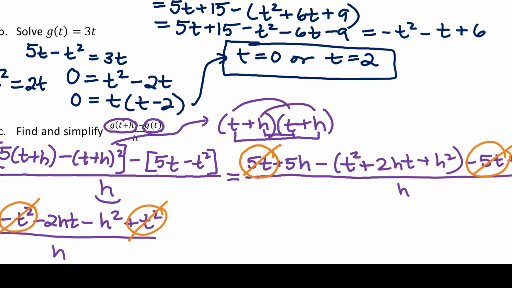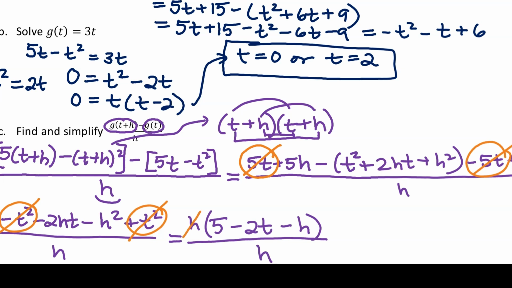But what I do notice, and this is really important, if this doesn't happen, something's gone wrong along the way. Every term remaining in the top has an h in it. So we can factor an h out now. And that's always the goal, is to be able to factor an h out of the top and cancel. So that's going to leave us with a 5, and then a minus 2t from the 2ht, and then a minus h. And it's okay that there's still an h in there. The goal isn't to get rid of all h's, it's to get rid of that lonely h on the bottom that would prevent us from plugging in h equals 0.